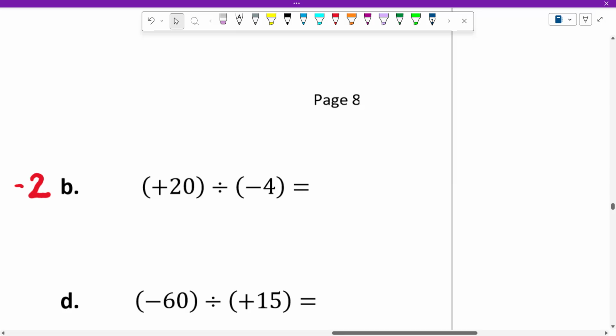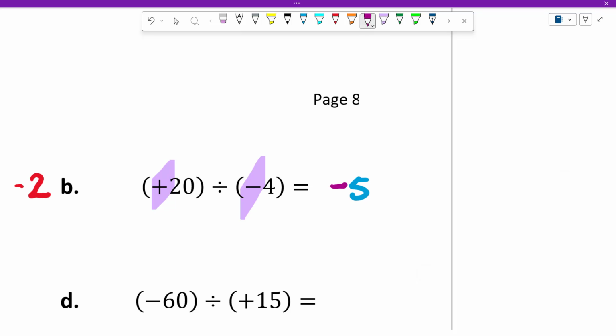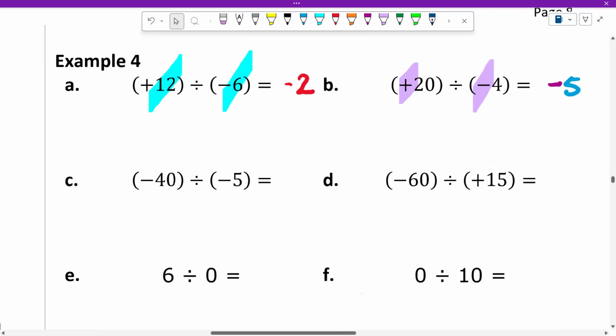So, 20 divided by 4. What number is that? I heard somebody say it over there. What's 20 divided by 4? 5. Thank you so much. But then we have a positive and a negative, so negative. Not too bad. That's why this is quick.